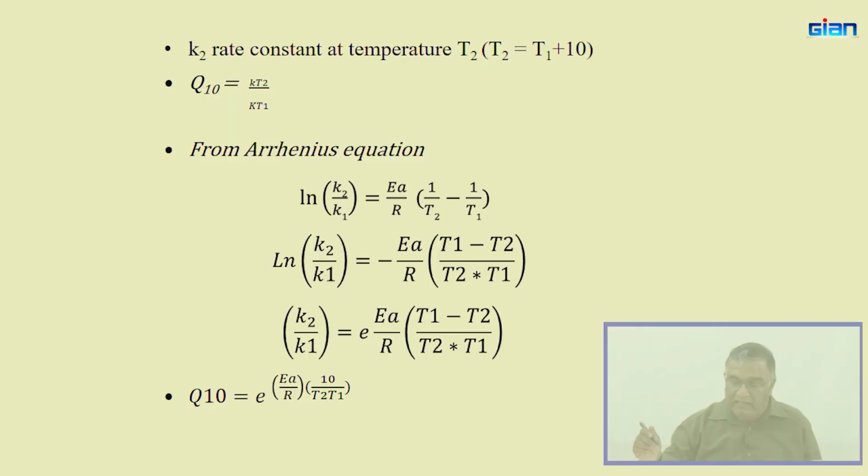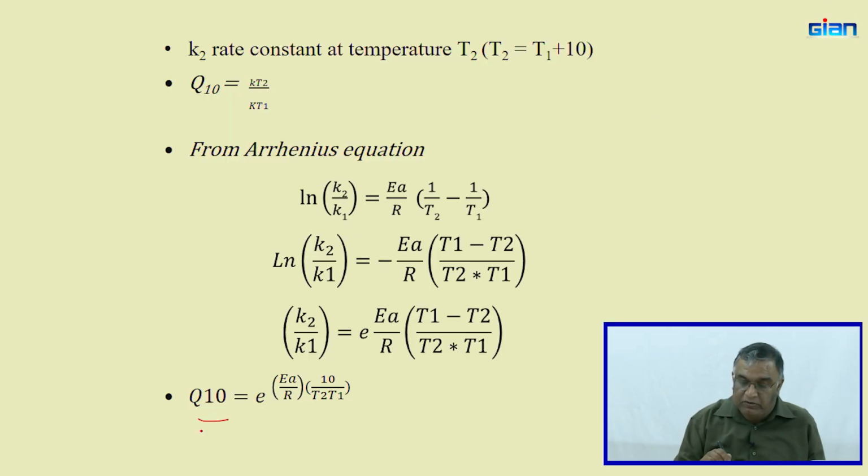So mathematically, the Q10 can be calculated using this relationship here. You have the activation energy Ea over R, the universal gas constant, and then you have the two different temperatures at which you have done these experiments.